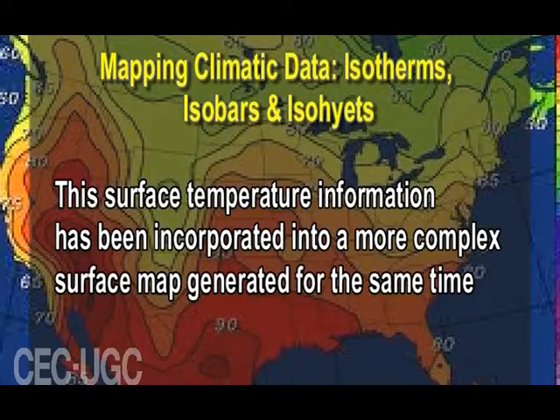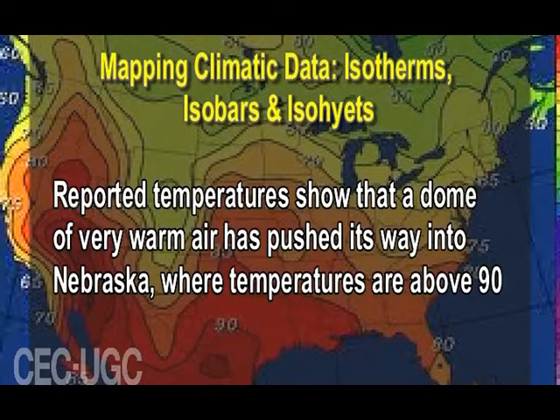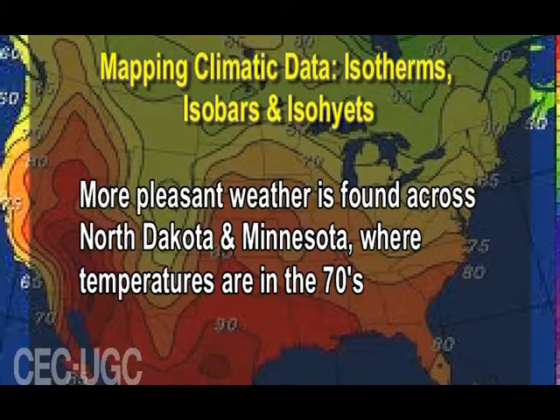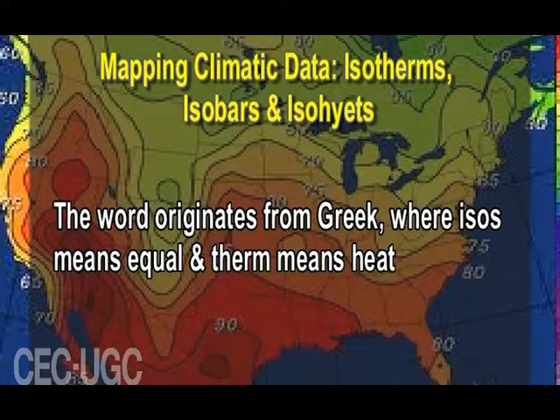This surface temperature information has been incorporated into a more complex surface map generated for the same time. Reported temperatures show that a dome of very high air has pushed its way into Nebraska, where temperatures are above 90. More pleasant weather is found across North Dakota and Minnesota, where temperatures are in the 70s. The word originates from Greek, where isos means equal and therm means heat.